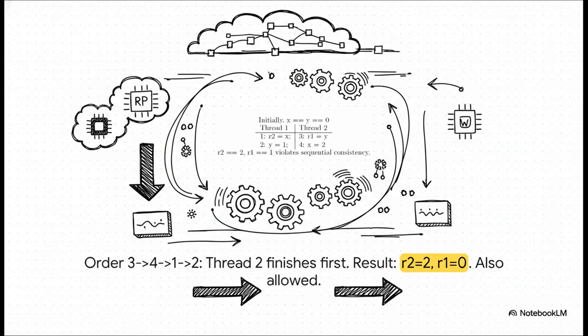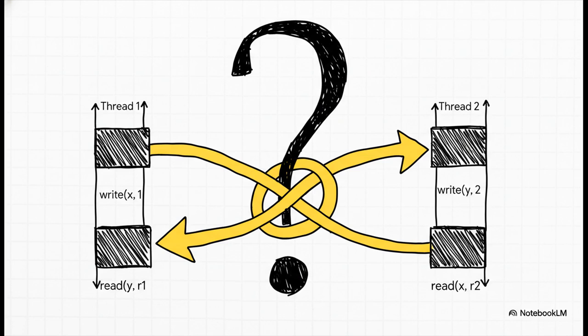And this is the critical point. No matter how you arrange these steps, as long as each thread follows its own internal order, it seems impossible to get that target result. For R2 to be 2, step 4 has to happen before step 1. And for R1 to be 1, step 2 has to happen before step 3. If you trace that out, you get a circle, a logical paradox. It just shouldn't be possible.